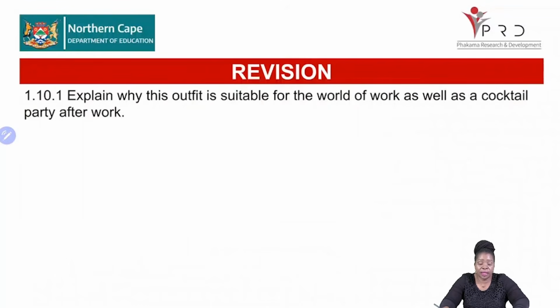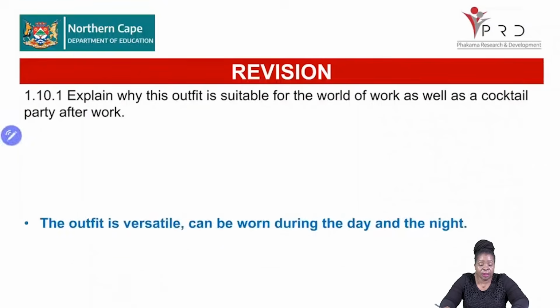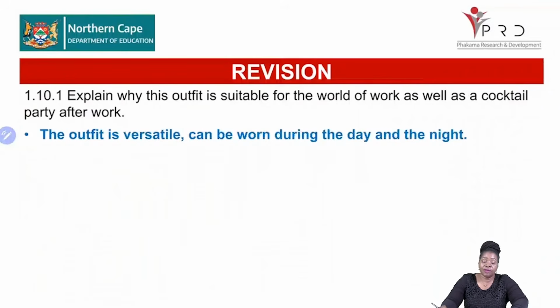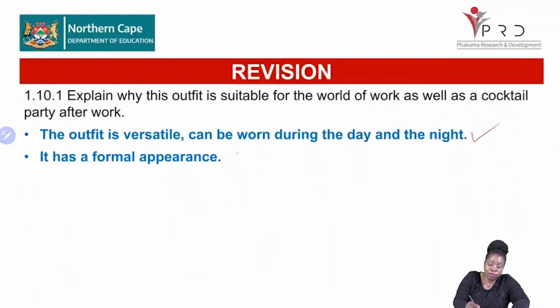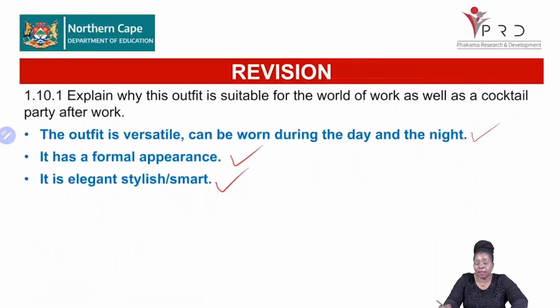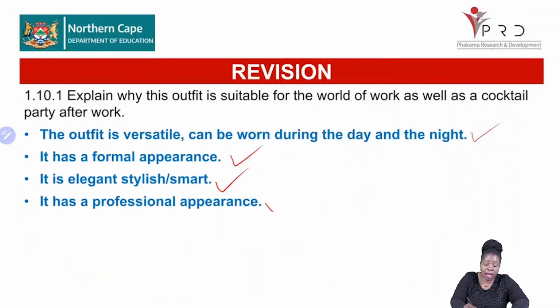1.10.1 says, explain why this outfit is suitable for the world of work as well as a cocktail party after work. Right, and then the solutions. The outfit is versatile, meaning it can be worn during the day and the night. So during the day at work and during the night for the cocktail party. Also, this outfit has a formal appearance. Right, it is also elegant, stylish, and smart. Also, it has a professional appearance.